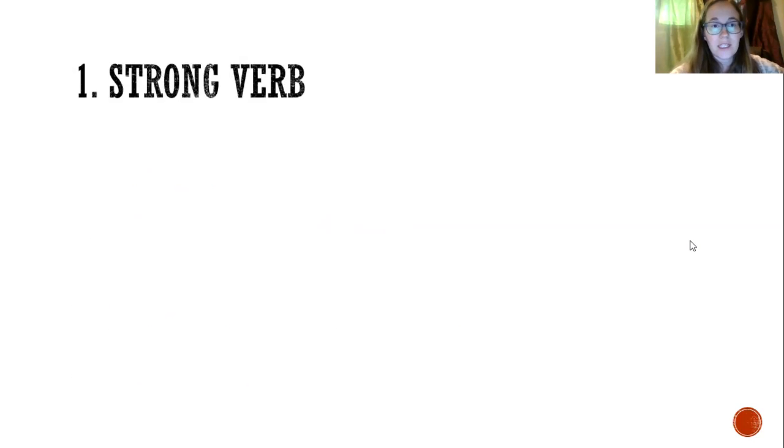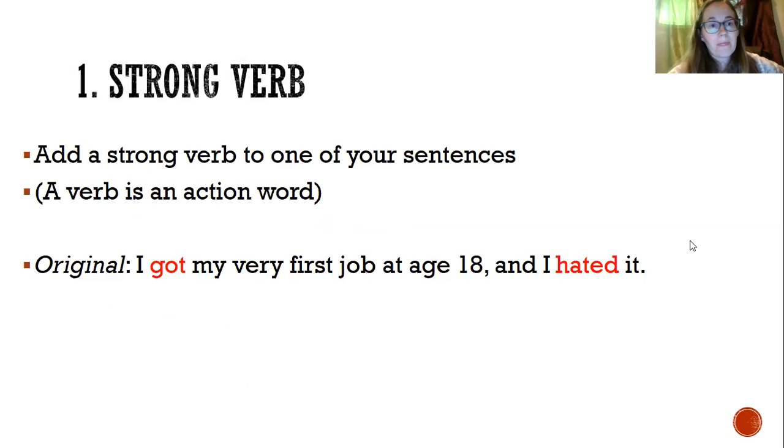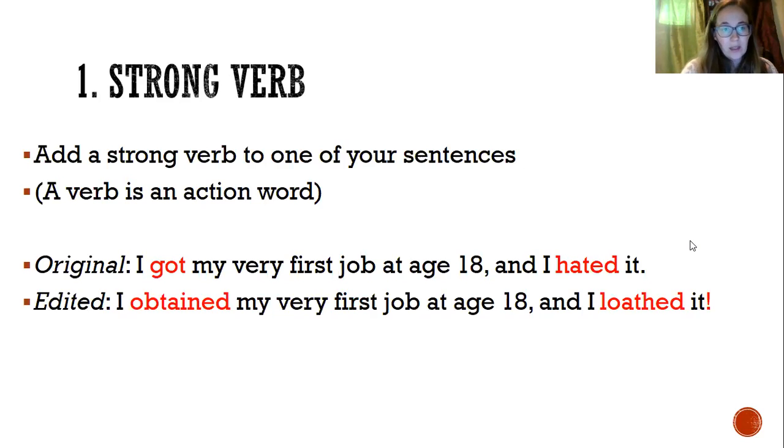So first off, using a strong verb. A verb is an action word. Here we go. So here's the original. My first sentence: I got my very first job at age 18 and I hated it. In red, you can see the verbs. One is got and the other is hated. So I'm going to try to think up some stronger words I can use. I can either just think in my head, or you can go to thesaurus.com and it'll give you some other options. So let's see. Okay, another word for got is obtained.